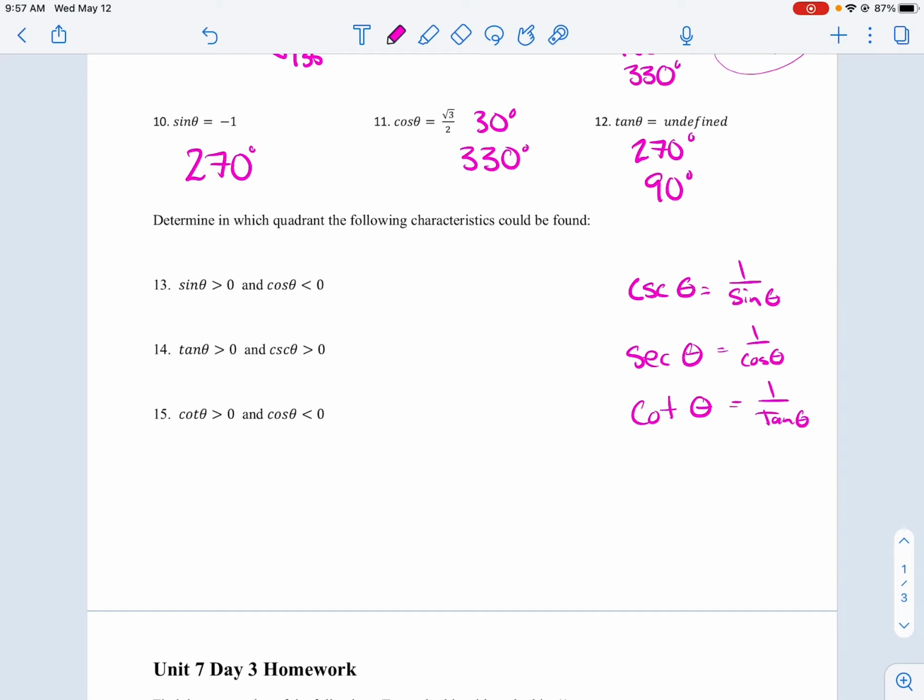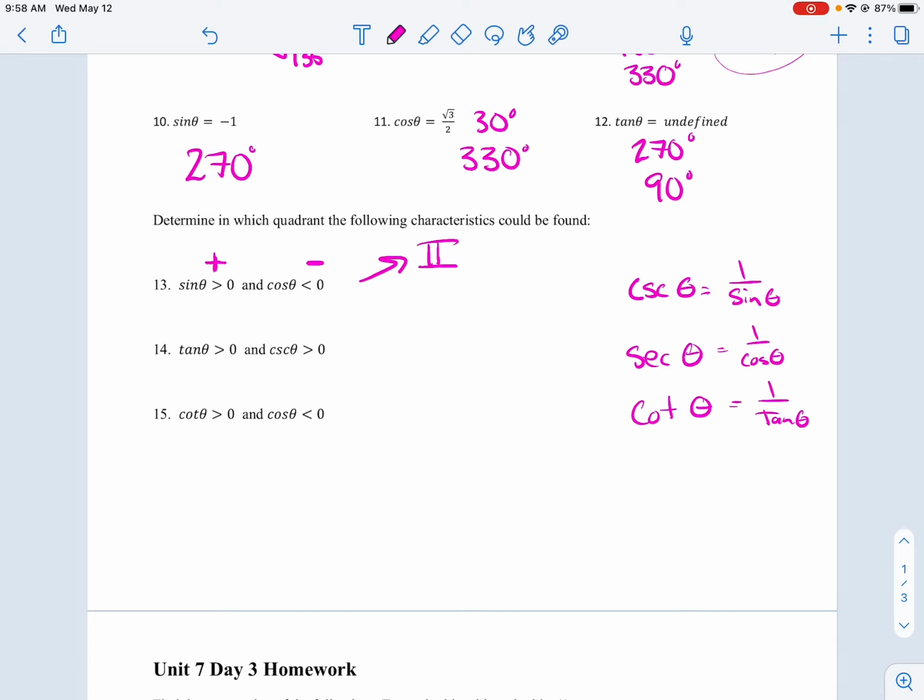So anyway, in this piece right here, we're looking for when our sine value is positive, meaning above 0, and our cosine value is below 0, meaning it is negative. So when is our sine value positive and our cosine value negative? That's the second quadrant.